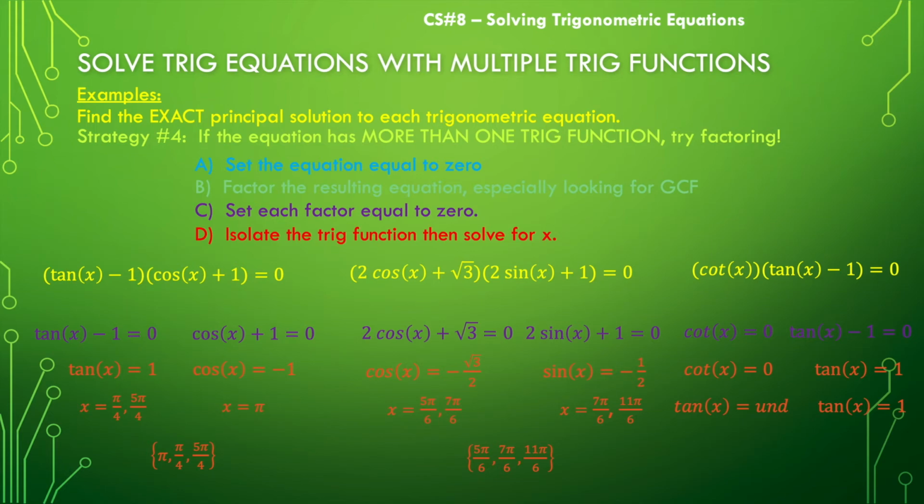Tangent is y over x, so the tangent is going to be undefined where x is equal to 0, and that's going to be at pi over 2 and 3 pi over 2. And now where is the tangent of x equal to 1? And that will be at pi over 4 and 5 pi over 4. Okay, and so we can express our solution set as those 4 angles.